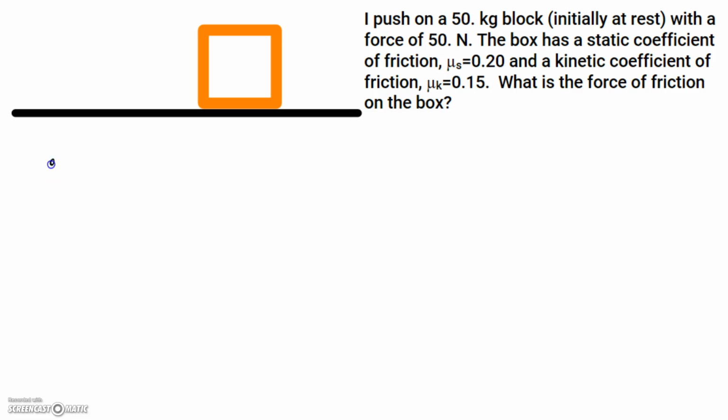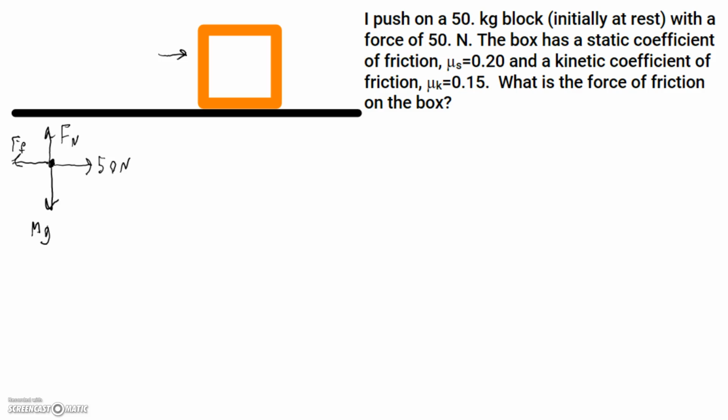Well, the first step with any of these problems is to draw our free body diagram. So I'll draw the box as a point for this example, and here we have the weight of the box, which is mass times gravity, the normal force, our pushing force, and the force of friction, which acts opposite motion. So I'm assuming that I'm pushing it in the positive x direction.